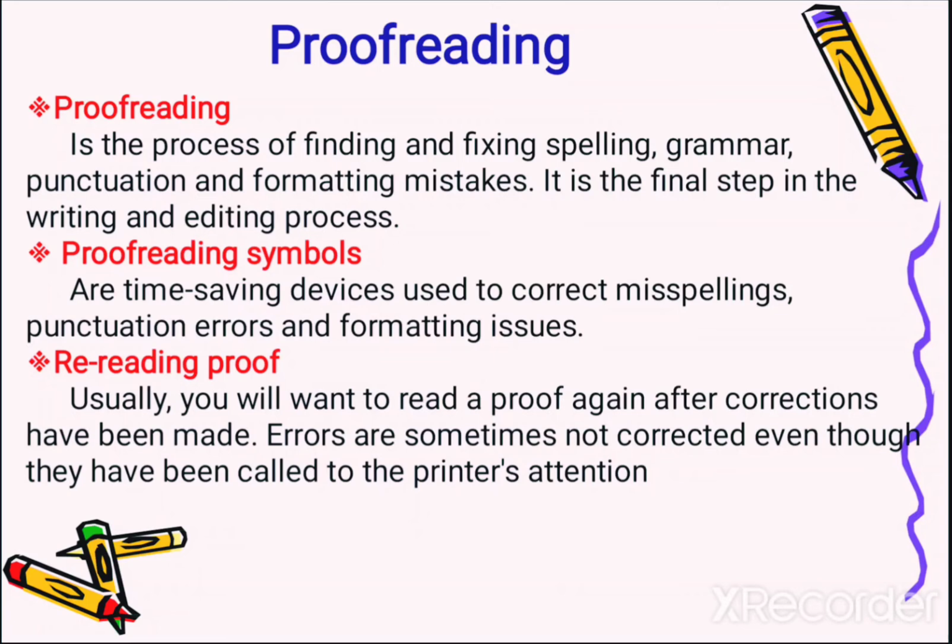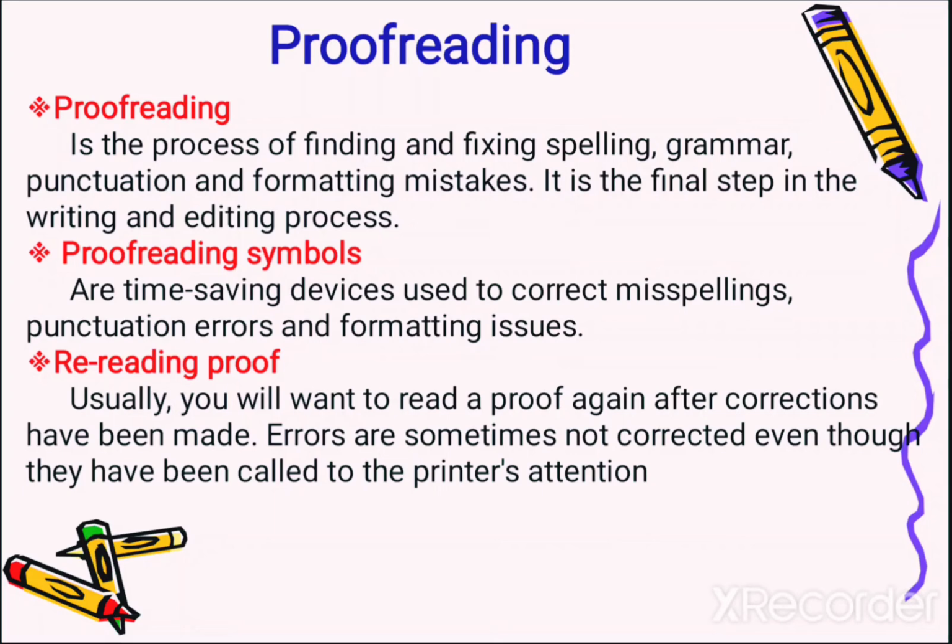Okay, proofreading is finding and fixing spelling, grammar, punctuation and formatting mistakes. It is the final step in the writing and editing process. So for editing, if you are writing a news story and you want to edit that news story before publishing it in the newspaper, you use some proofreading symbols. So what are proofreading symbols?